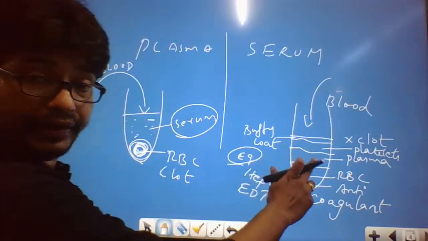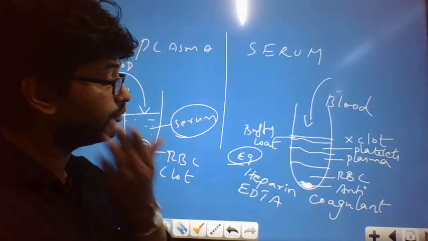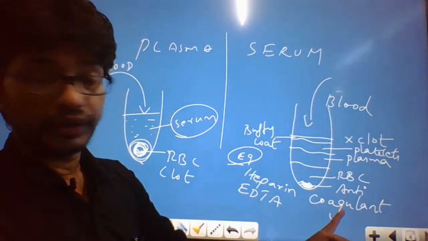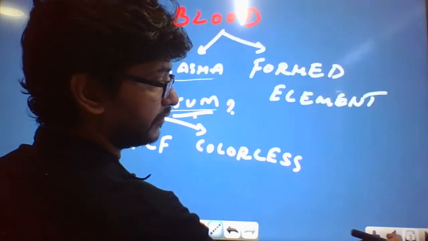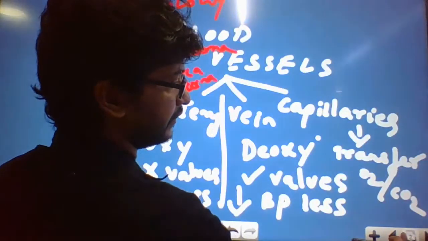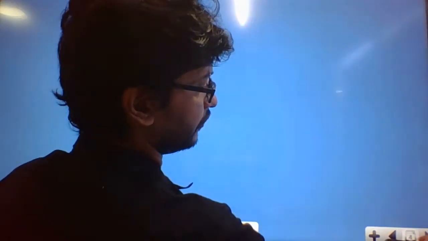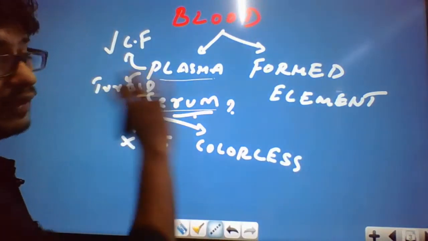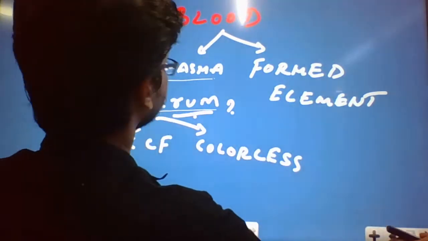So this is the fate of the blood, right? When you're adding anticoagulating agents, since the blood is not getting clotted, these are the conditions where you could see the different layers after centrifugation. So this is the difference between the plasma and the serum actually, right? So we're done with the difference between the plasma and the serum.